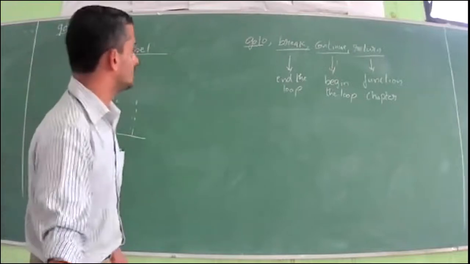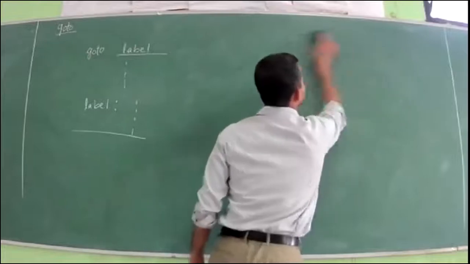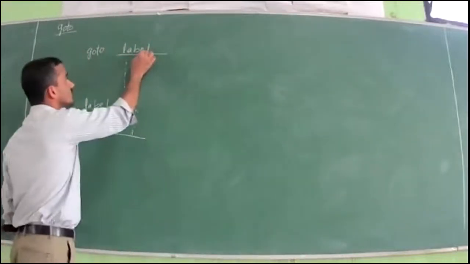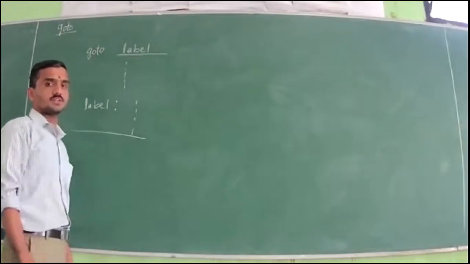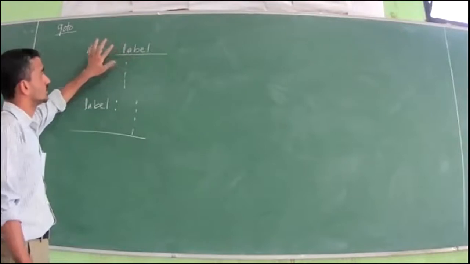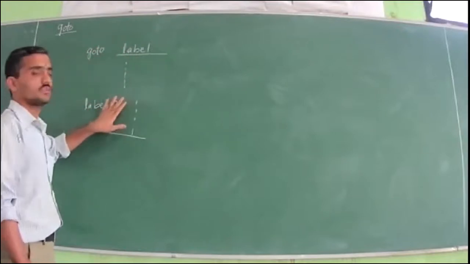So another way is, see, this label itself indicates a place. I said, whenever you use goto, we have to mention the place. This label indicates the place. So goto label, here we have to mention the label with colon, some statements. In this way we can write.